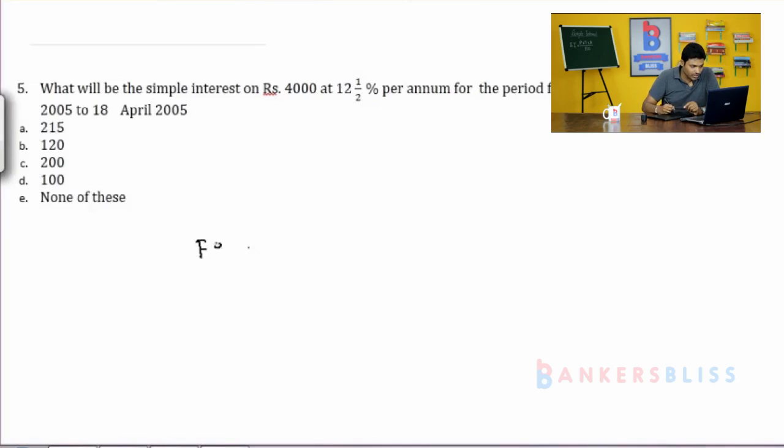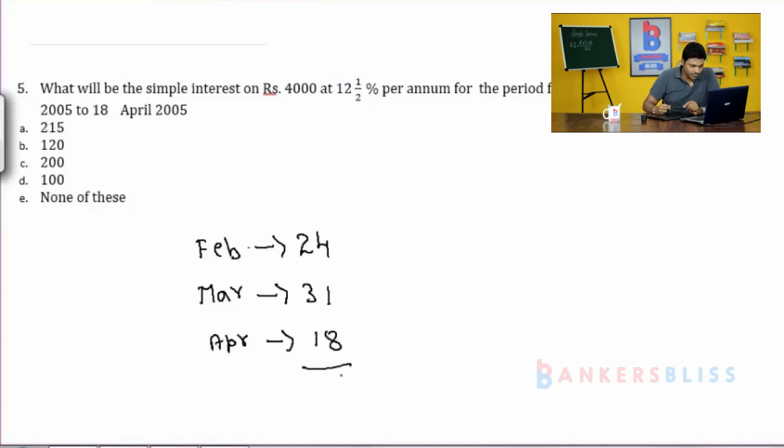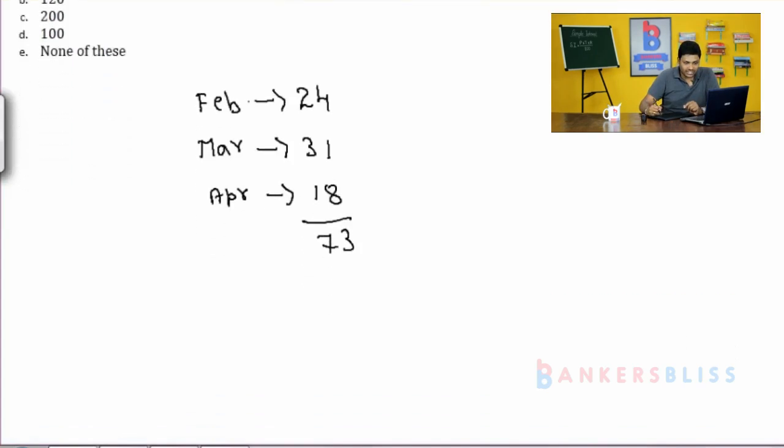So February 24 days, next March 31 days you will get, next April, till 18th you have to calculate, so 18 days. So altogether how many days? 8 plus 1, 9, plus 4, 13, 1 carry over, 6 plus 1, 7. Total 73 days are there. So you have to calculate the interest for 73 days.